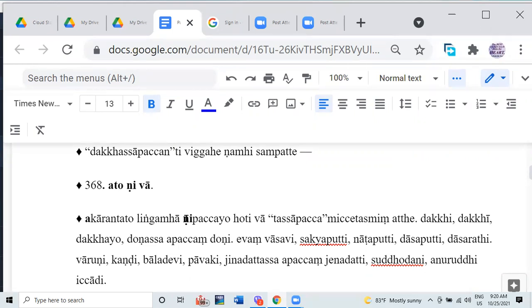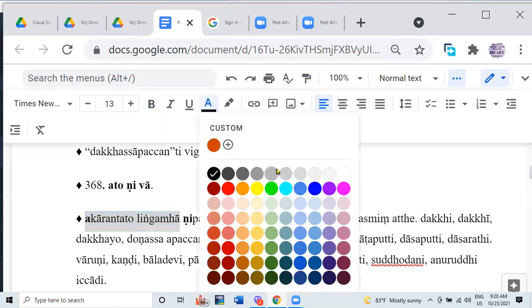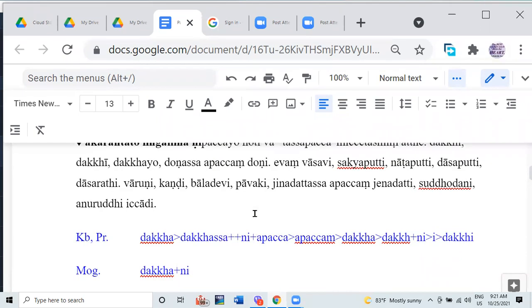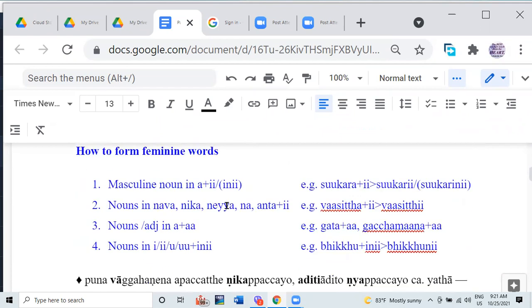In this order, Adoniwa, you need to remember this expression: Akarantato Lingama. After a noun ending in a, the suffix is added, not after other words. So Taki Adoniwa is easy. No question, right? Let's move on.